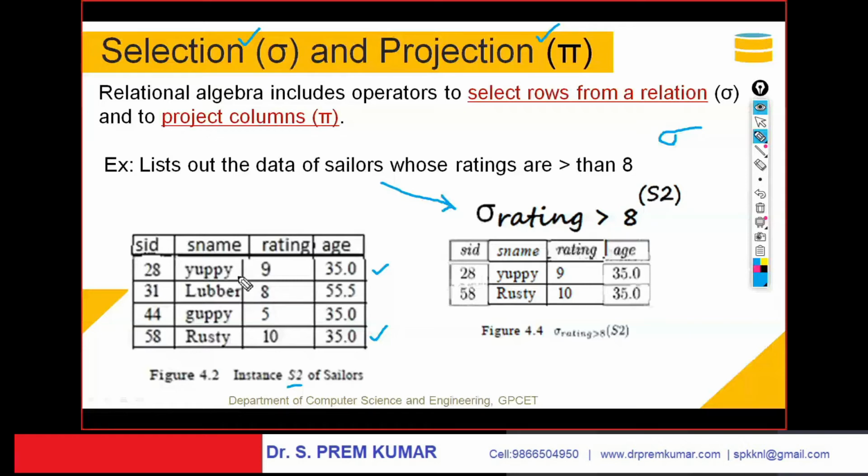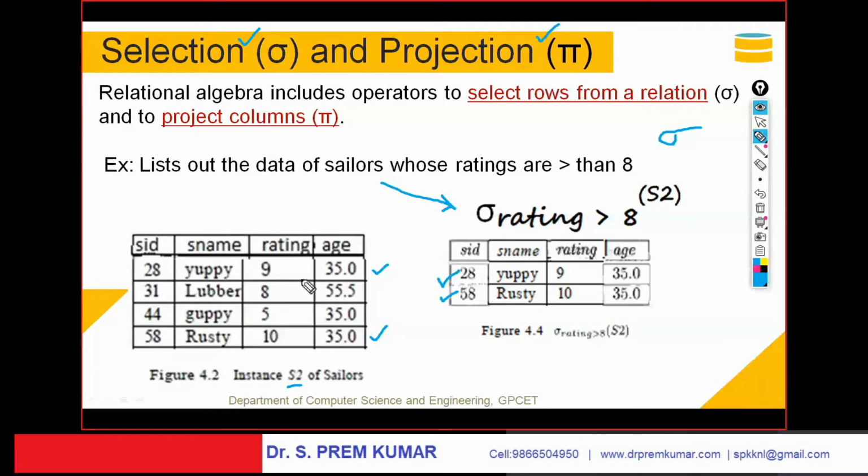Now if you observe Yuppy, his rating is 9 and hence you got him in the output. Lubber you are not getting. 8 is greater than 8 is false. Rating is 8, and my question is greater than 8. This is only 8, not greater than 8, so you will not get him. Guppy is 5. Rating greater than 8? No. He will not get. Rusty is 10. Is it greater than 8? Yes. And hence you are getting Rusty in your output.